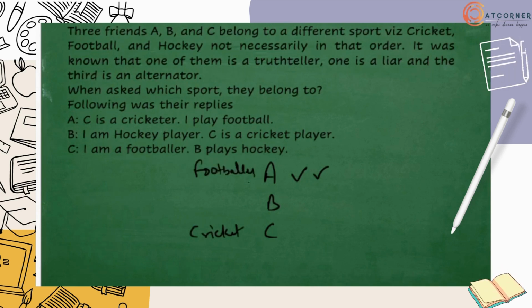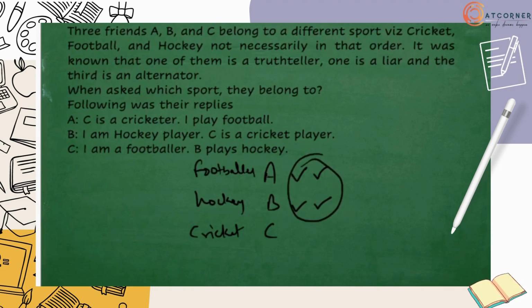Now B, only one game left is hockey. So B will be a hockey player. Now through this, we will check B and C statement. B says I'm a hockey player, which will be true. C is a cricket player, which will again be true. Now here there is a contradiction because there was only one truth teller, and here you have two truth tellers.